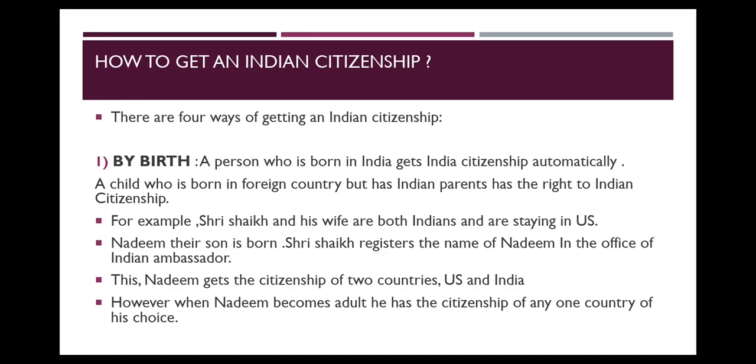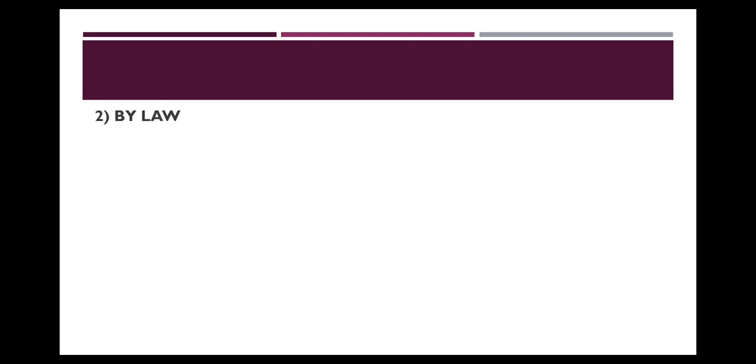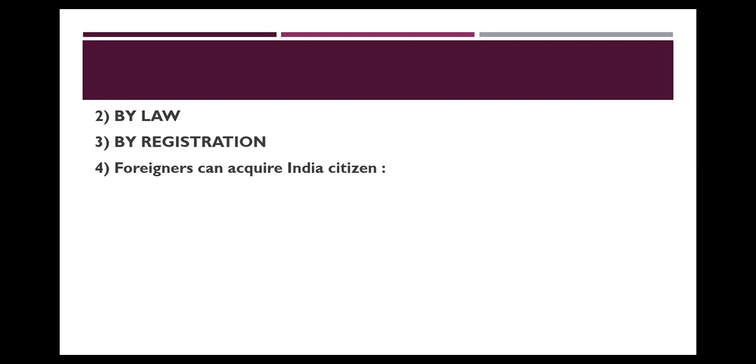Since Nadeem was born in the US, he got both US and Indian citizenship. But when he becomes an adult, he has to choose only one country of his choice, either US or India. Third is by registration, and fourth is by naturalisation, where a foreigner can acquire Indian citizenship.